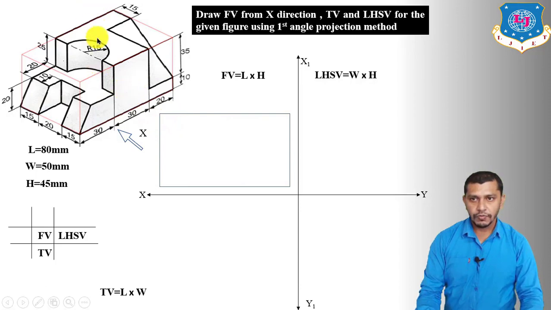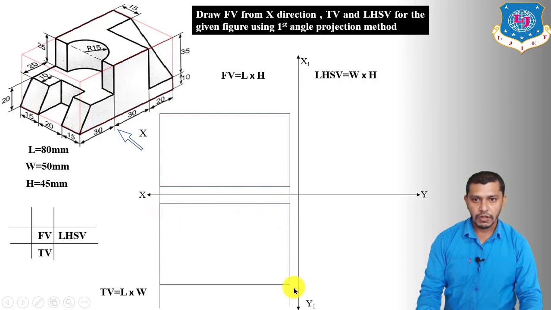Now we have to draw the top view of the cuboid. So the top view of the cuboid will be a rectangle having length 80 mm and width 50 mm. So first of all, project the length of the top view from the front view. So this will be the length of the top view, and now we have to measure the width parallel to the X1 Y1 line, and we have to draw the top view showing a rectangle having length 80 and width 50.